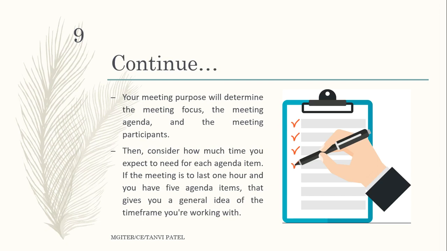Then consider how much time you expect to need for each agenda item. Means the listed points in the agenda of meeting should have expected time so that each point should be covered in that many minutes. If the meeting is to last 1 hour and you have 5 agenda items, that gives you a general idea of the time frame you are working with. Means if you have given 1 hour and your agenda has 5 points, then those should be covered in the whole 1 hour.